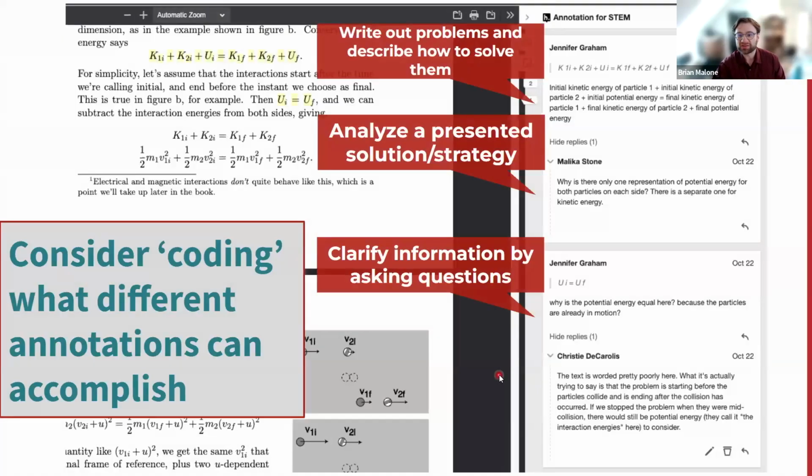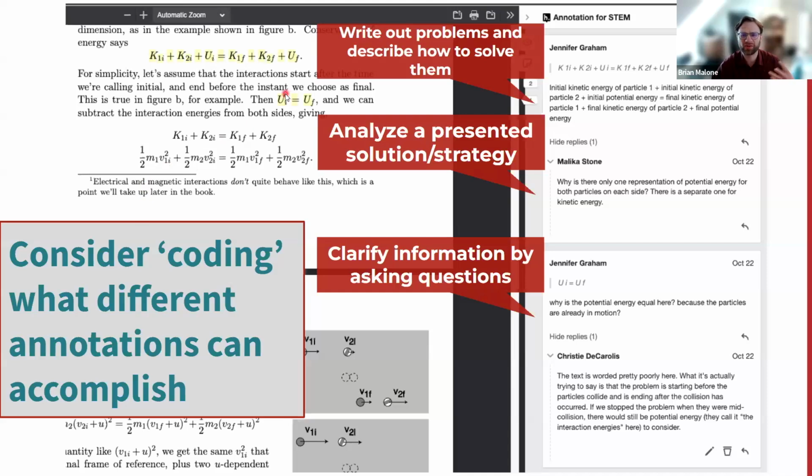Well, there's lots of ways we can get into this. One suggestion I have is to consider coding what different annotations can accomplish. By this, I'm referring to what you do in a qualitative research study, where you have a transcript from participants and you're trying to look for trends in the research. You might go through that transcript and code for certain themes that you're looking for. And I'm thinking we can do the same thing with student annotations. We're looking through and asking, what comments are students leaving that are doing the most to contribute to the conversation, the success of that conversation? Can we code those?